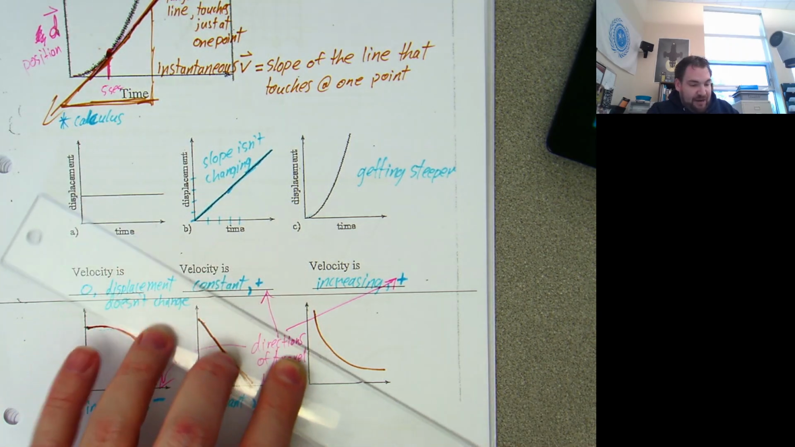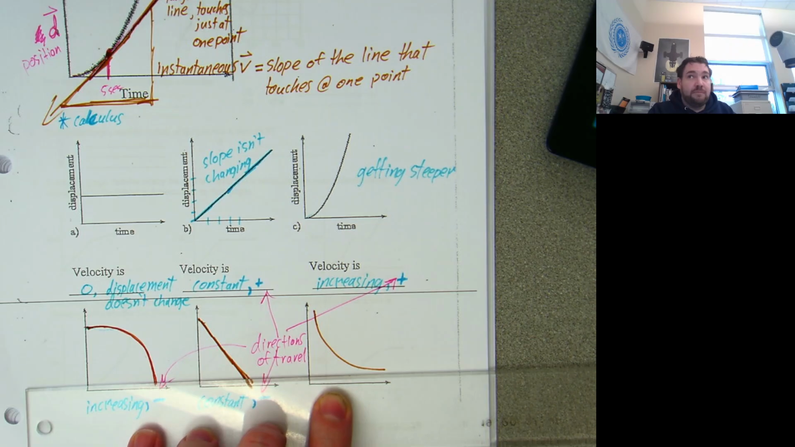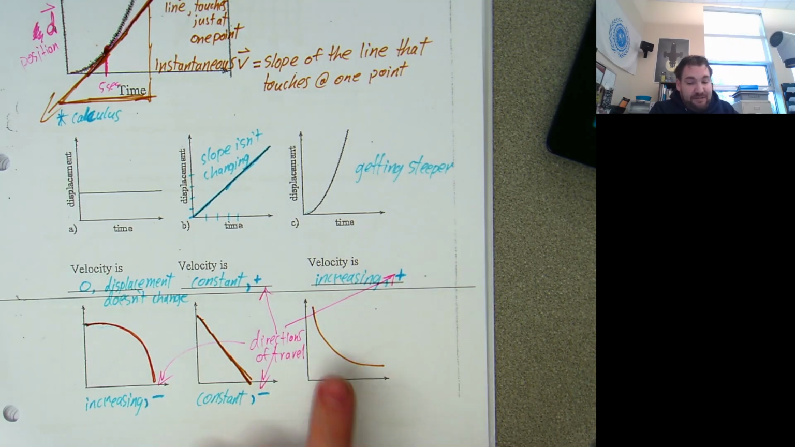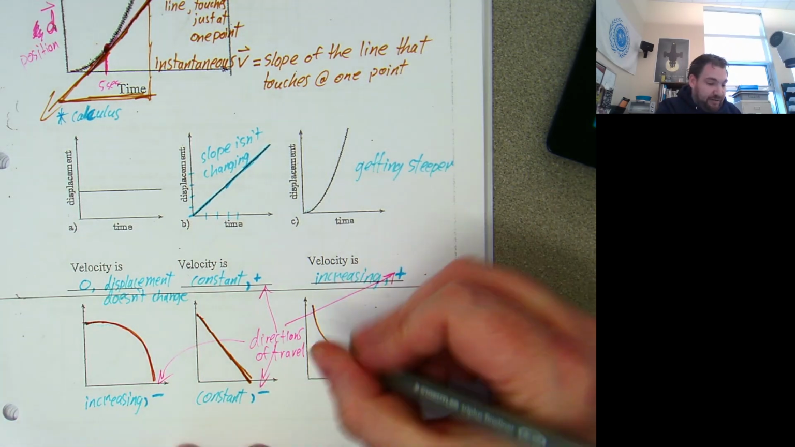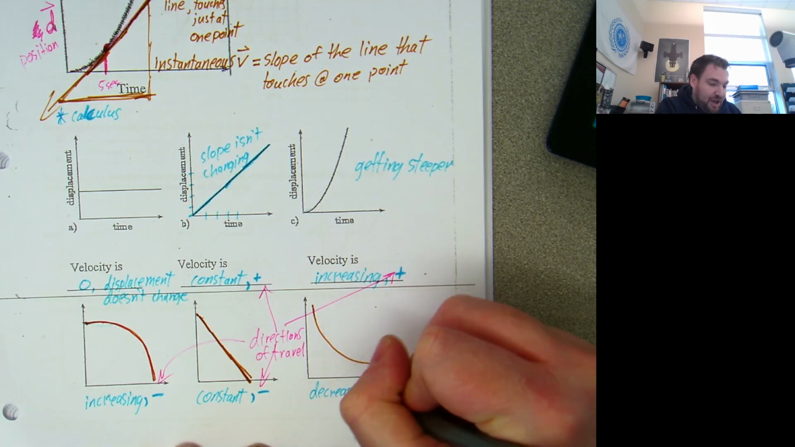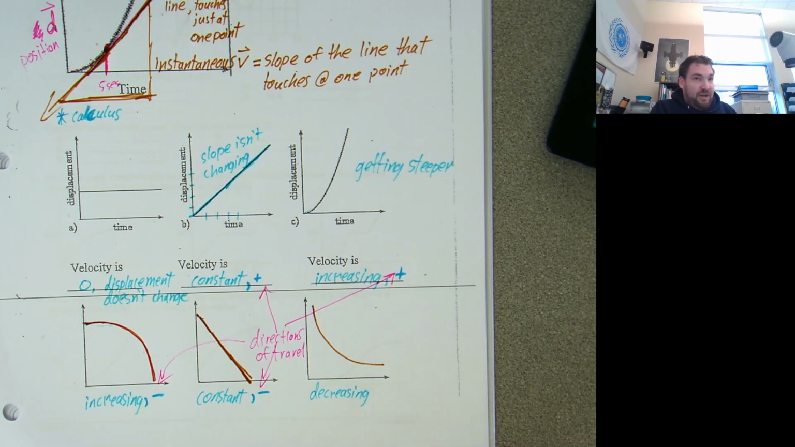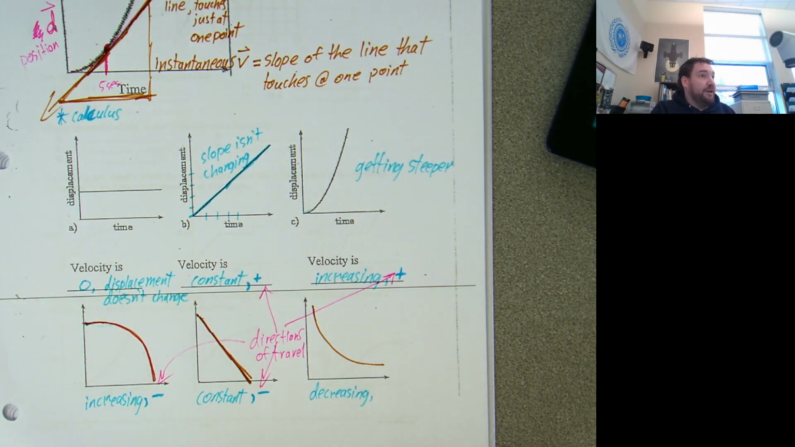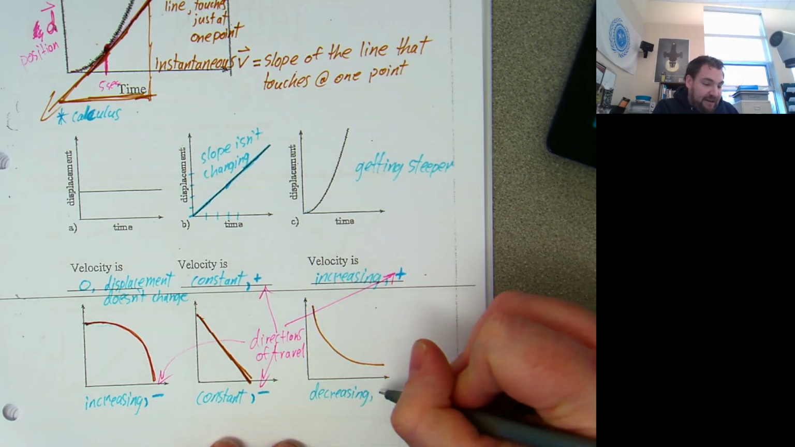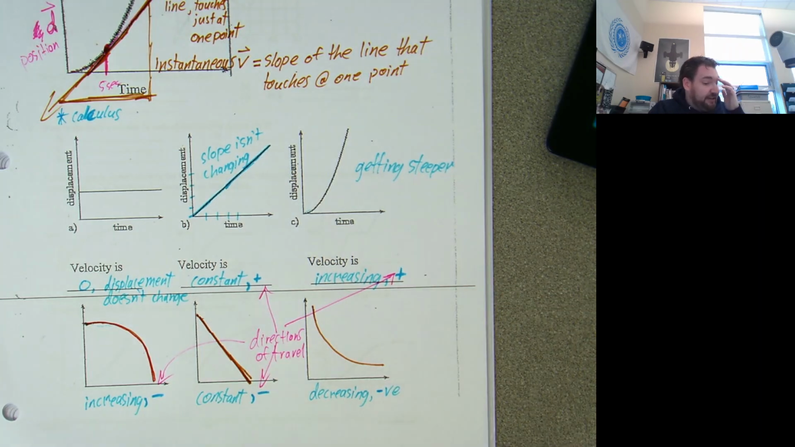So what does this kind of curve on a position-time graph mean? Sorry? It's decreasing. So if your velocity is decreasing, commonly we would say that the object is doing what? Slowing down, yeah. This is what decreasing velocity looks like, and this one just so happens to be decreasing negatively because it's dropping. Okay.